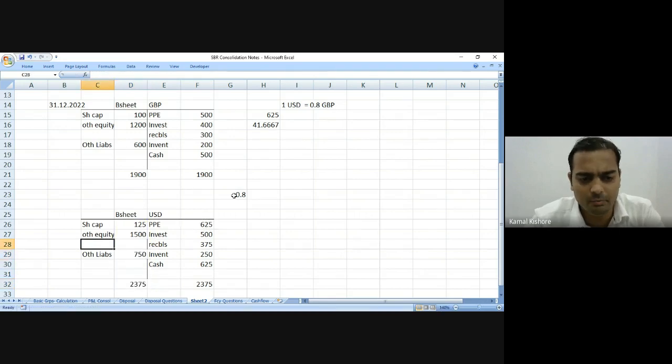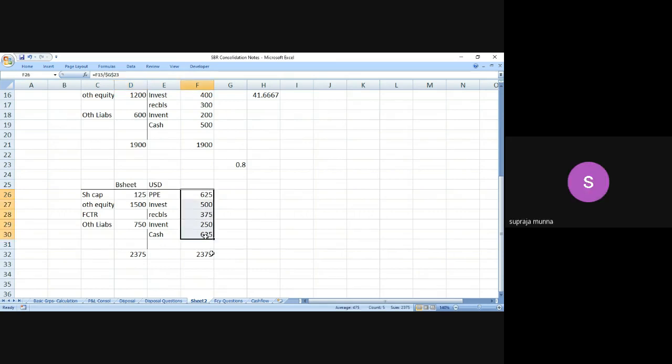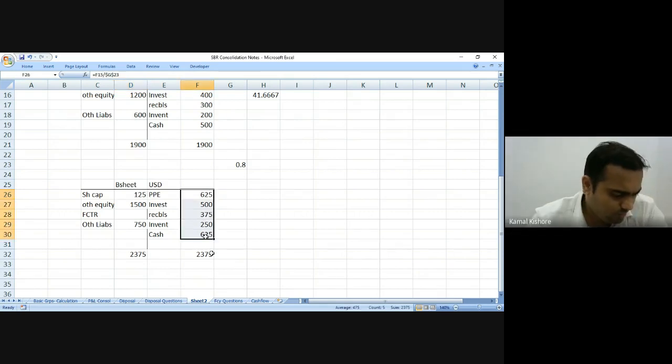Let's say if there is some difference, the difference will come here. Here I did not make it different. FCTR, some number will come. Now you will consolidate and take this to your USD financials. You will not take share capital, obviously, because it is a subsidiary. You will take only the assets, goodwill and all those things. More or less, this is how it will work.